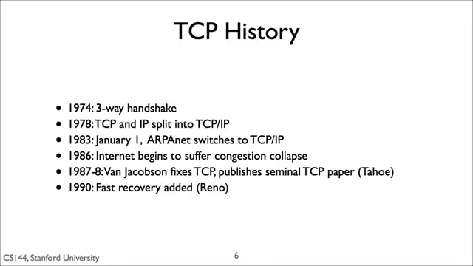In 1987 to 1988, Van Jacobson dug into what was happening and fixed TCP, publishing the seminal TCP paper whose algorithms underlie all TCP implementations today. This version of TCP was called TCP Tahoe, named after the particular release of BSD Unix that it was packaged with. 2 years later, some further improvements were added to TCP in a version called TCP Reno. Modern TCP layers add a bit more complexity on top of TCP Reno for modern network speeds, but have TCP Reno at their core.